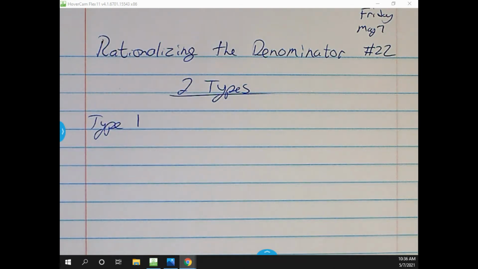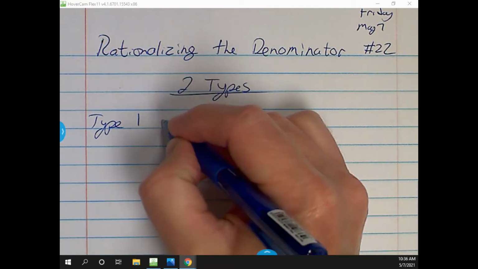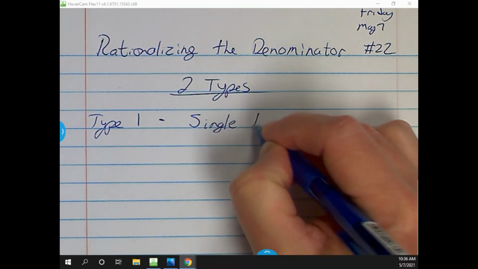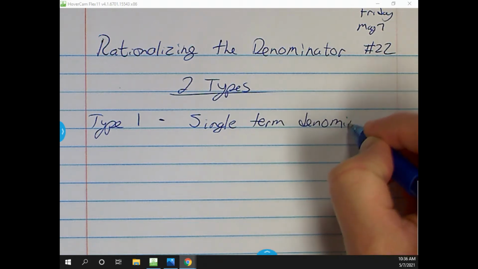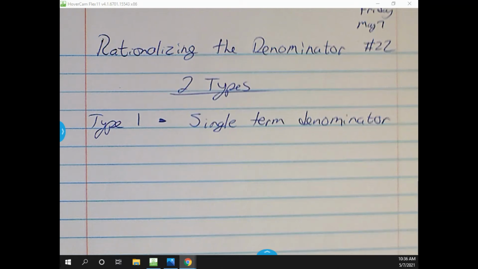Type one, actually, we'll go ahead and get the easy one out of the way. Y'all, we've done this before. Now, it's been a while, and some people have forgotten, so it may take a minute to go back and do this. But the first type we're going to look at is where we have just a single term denominator. And there's actually, on this one, even two types inside this.